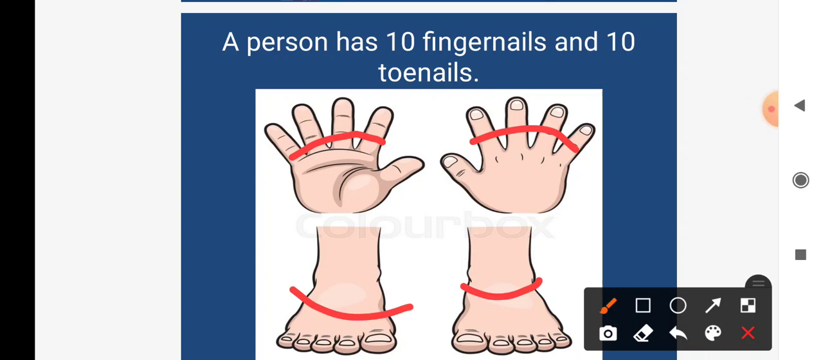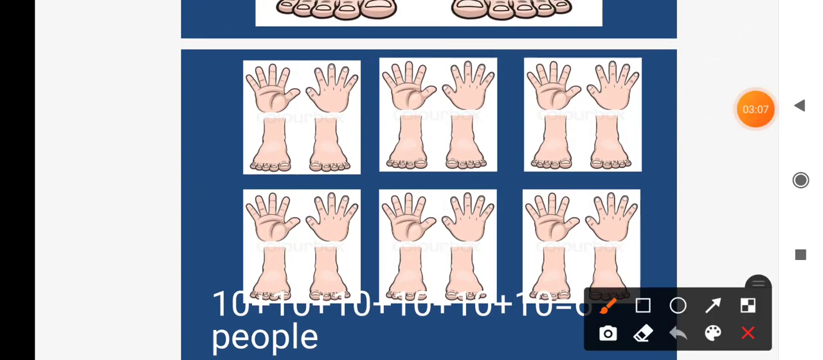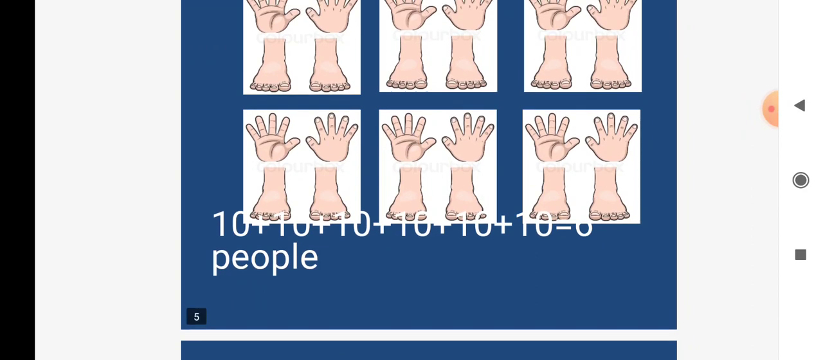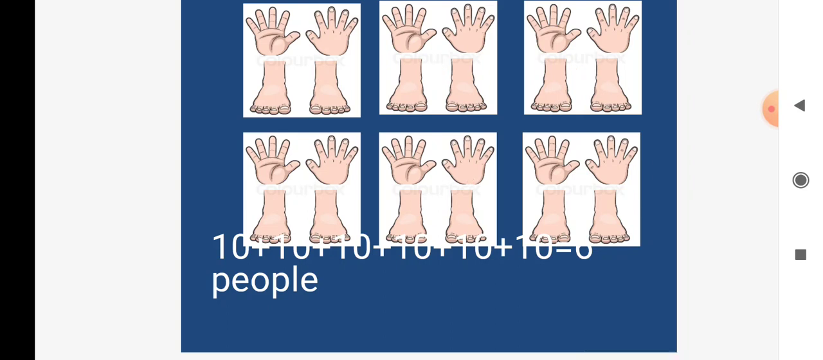Okay, very good. Now, here we start. So, this becomes 10, one person, second person, third, fourth, fifth, sixth. Okay, that is 10 plus 10 plus 10 plus 10 plus 10 plus 10, which gives 60, isn't it? That is, how many people we need? 6 people. We have done this as first person, second, third, 4, 5, 6. Okay, 6 people.